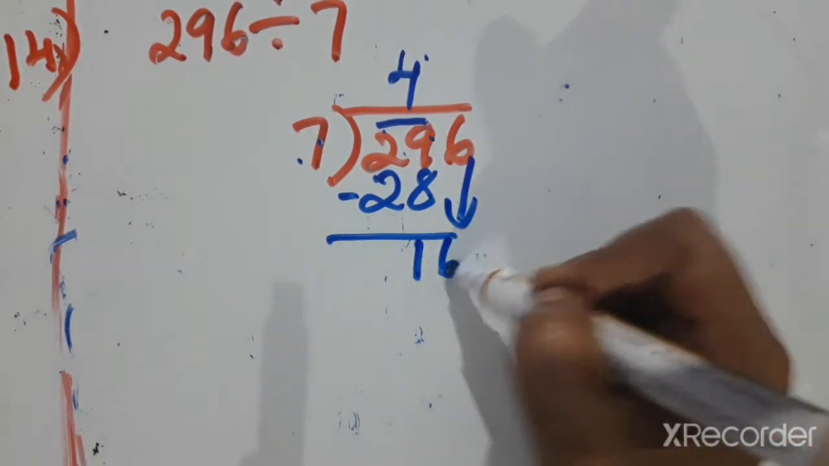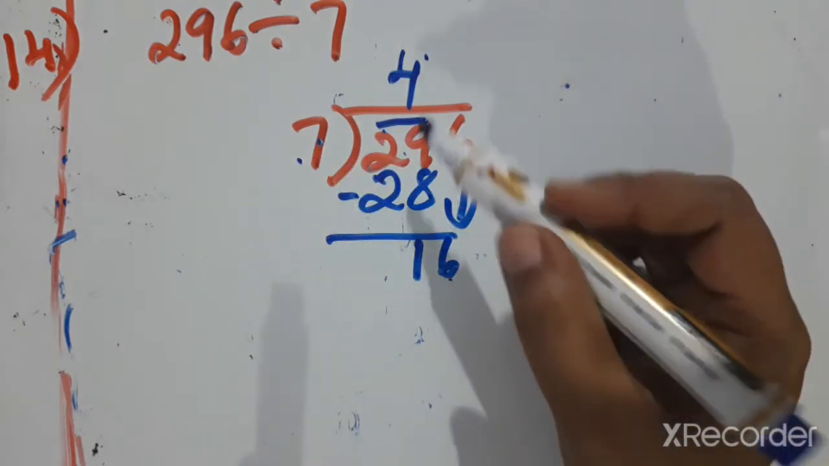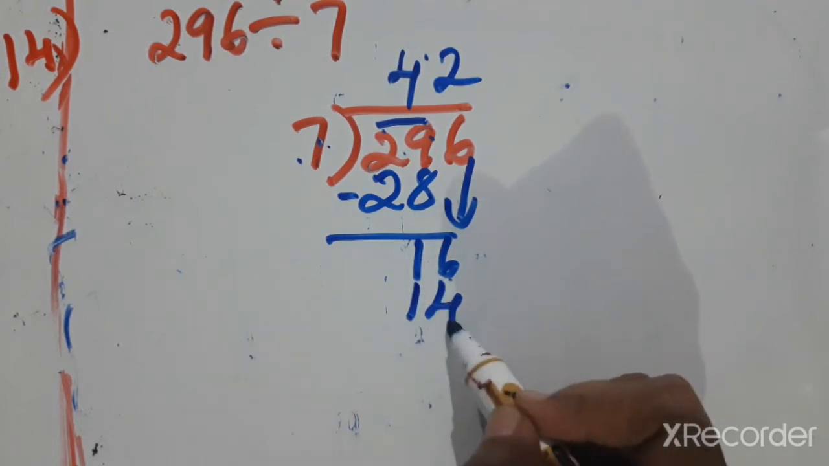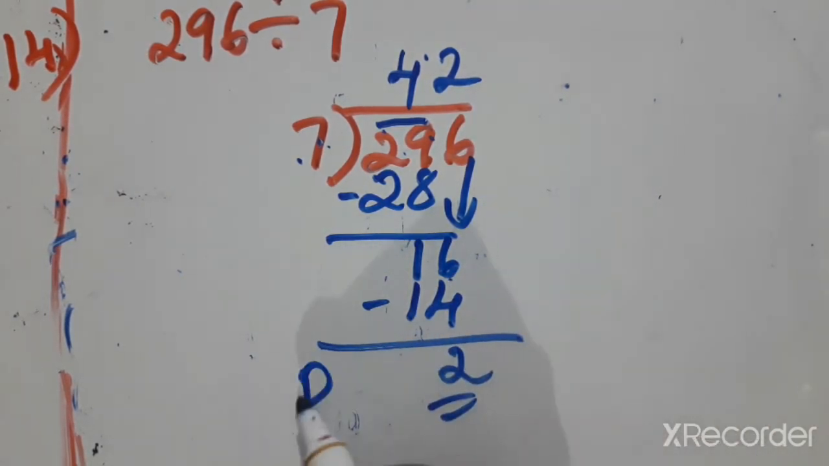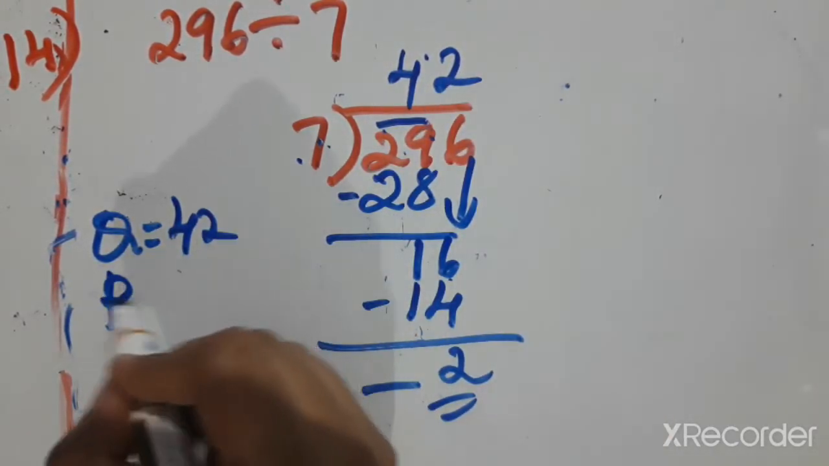Bring this 6 down. 7 2s are 14, nearer. 7 2s are 14, 7 3s are 21. So which is nearer? 7 2s are 14. Minus, means 16 minus 14 is 2. So this is the remainder. Quotient is 42 and remainder is 2.